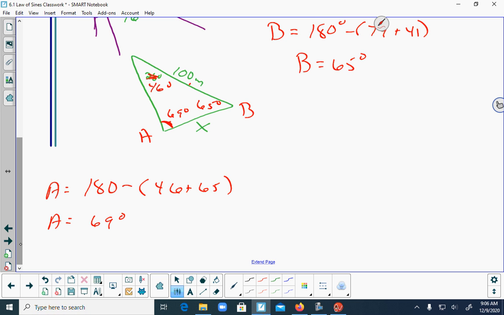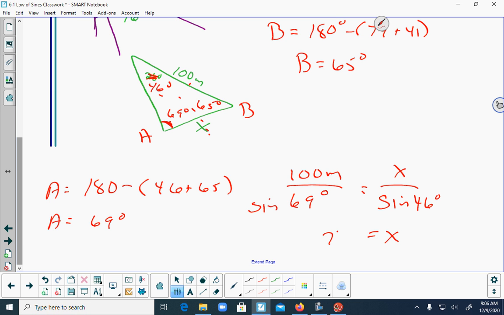Now, once I have that, I'm golden. So I'm going to say 100 meters over the sine of 69 degrees is equal to x over the sine of 46 degrees, the angle opposite of x. And when I do all that, I get x to be approximately 77 meters. So that dock is going to be 77 meters long.